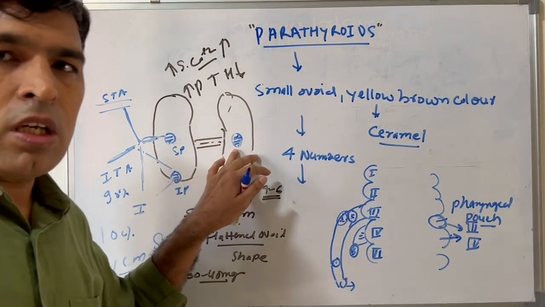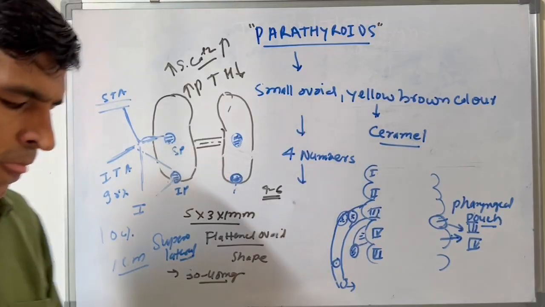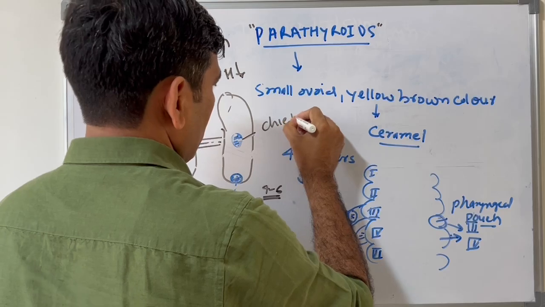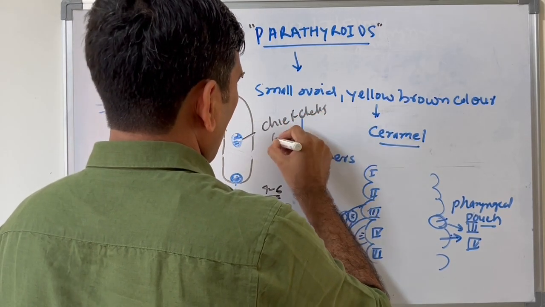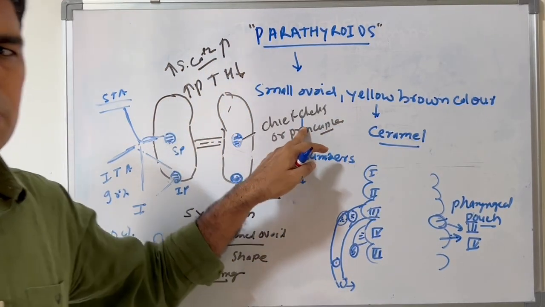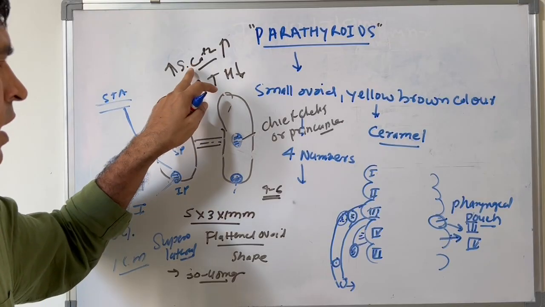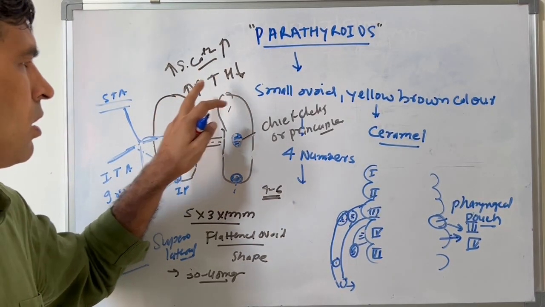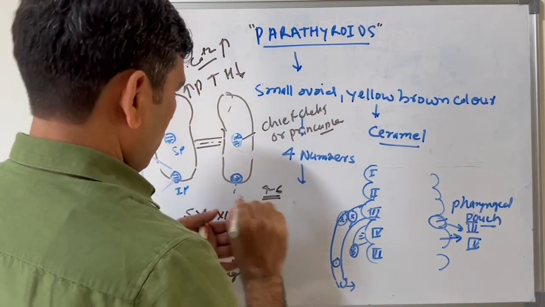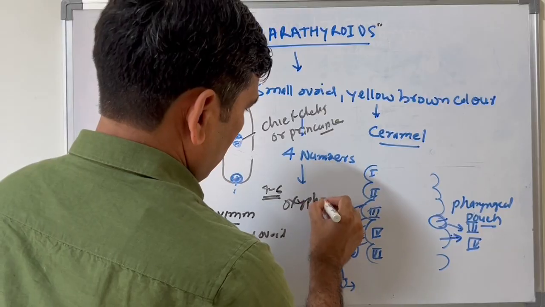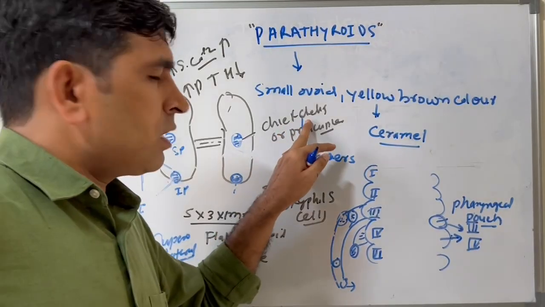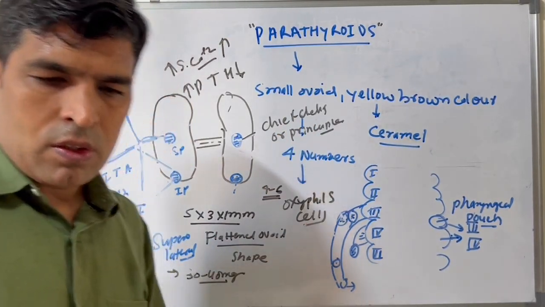If you see the microanatomy of the parathyroid, it has two types of cells: chief cells or principal cells. These cells, chief cells or principal cells, secrete PTH, and the other cells are oxyphil cells. Their function is not known. So two types of cells, chief cells and oxyphil cells.